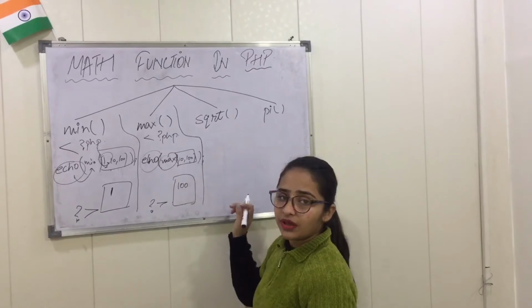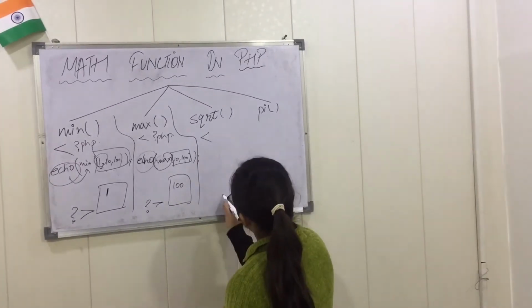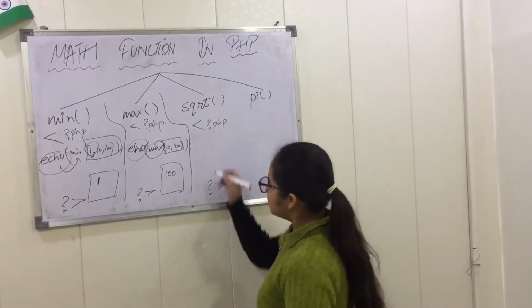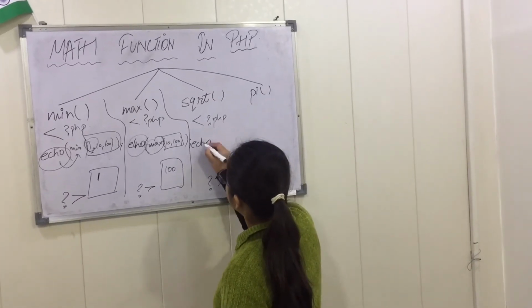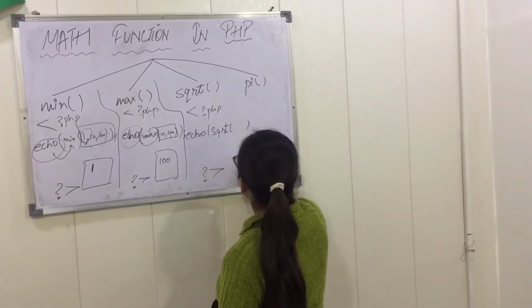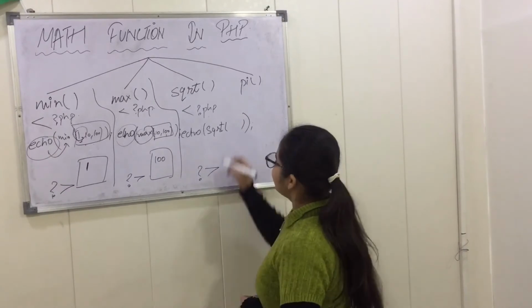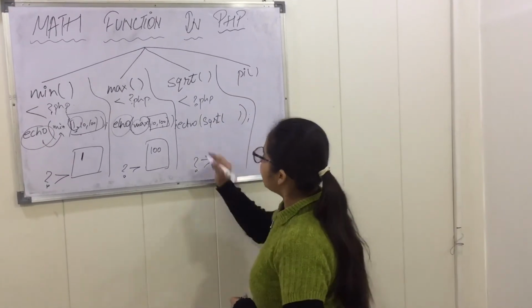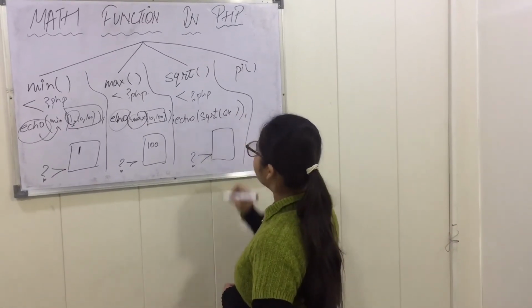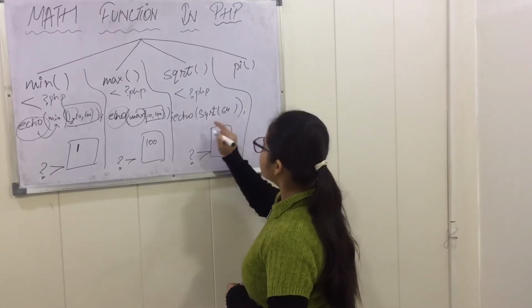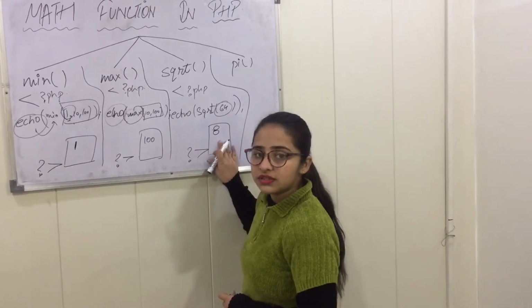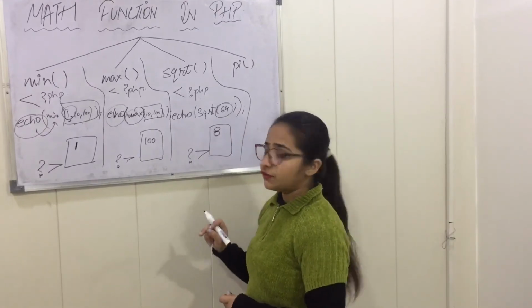After that is the square root. So again PHP tag start and PHP tag close, in between this echo and then sqrt function, then semicolon. Suppose I am taking the value 64. So the answer will be the square root of 64, which is 8. So 8 will be displayed on the screen.